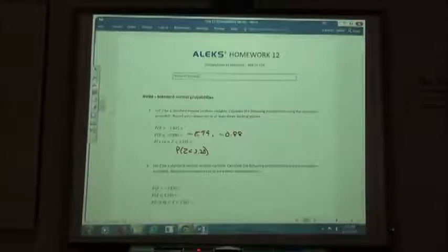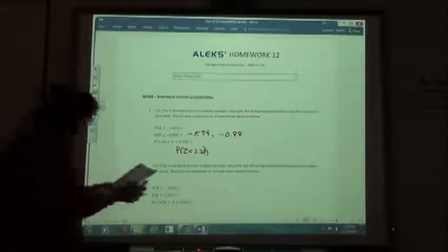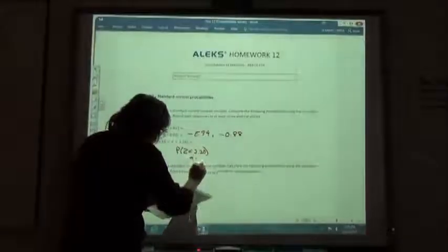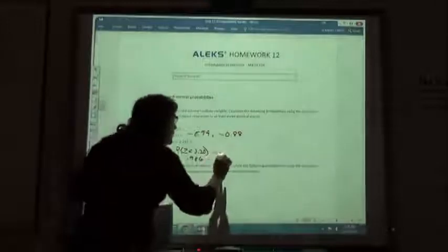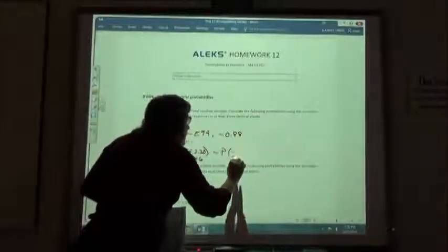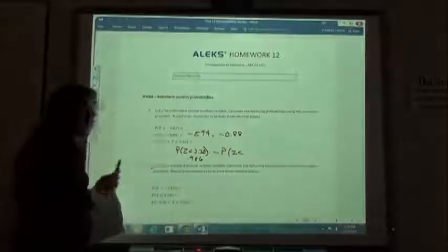So 2.2, there we go, 0. That number right there is 0.986, right? Now we are going to subtract. First of all, I'm going to look up my number, but I'm going to look up the number for the 1.10.